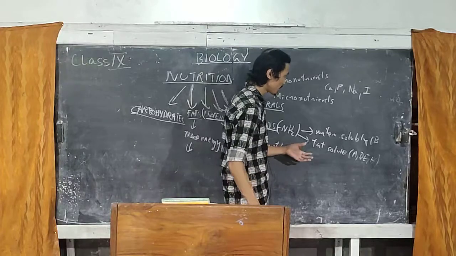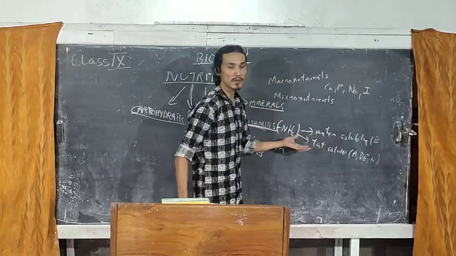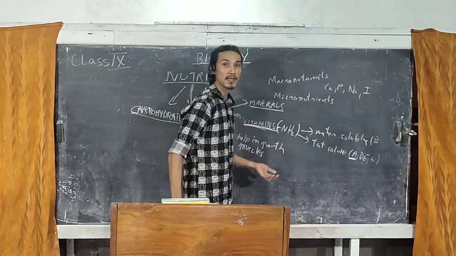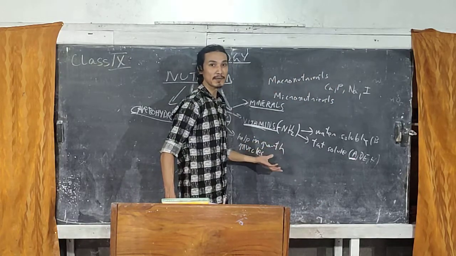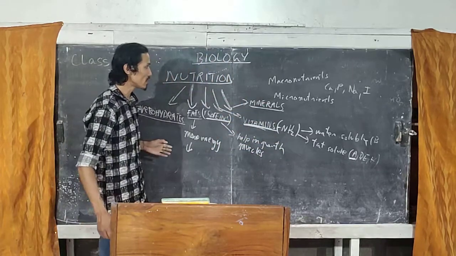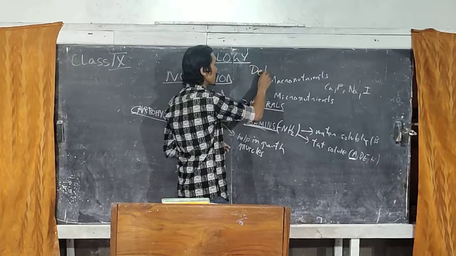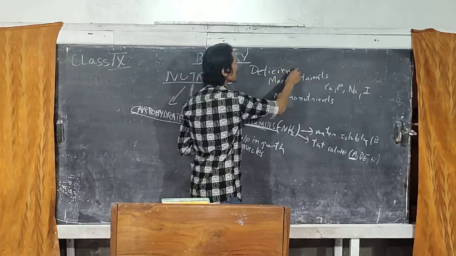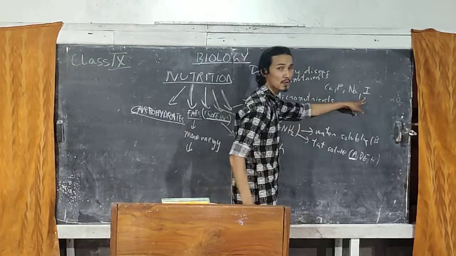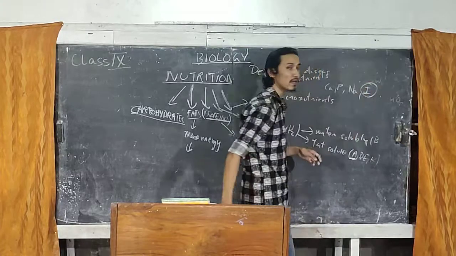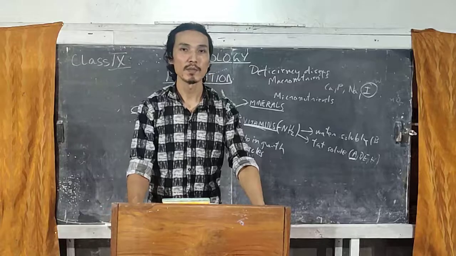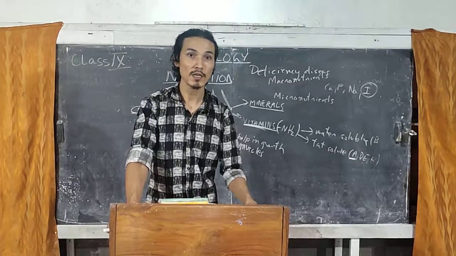If certain vitamins are not sufficiently present in the body, for example, if your body has not received sufficient vitamin A, then you suffer from a disease called night blindness. Diseases which are caused due to lack of certain nutrients are called deficiency diseases. For example, if you do not get sufficient iodine in the body, you might suffer from goiter. Goiter is mostly common in hilly regions because the people do not use iodized salt.